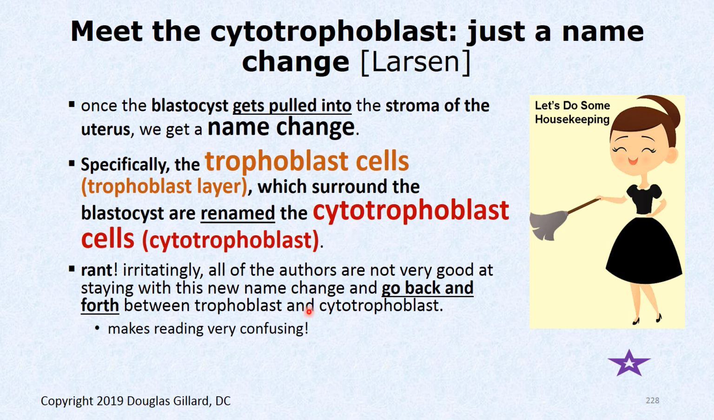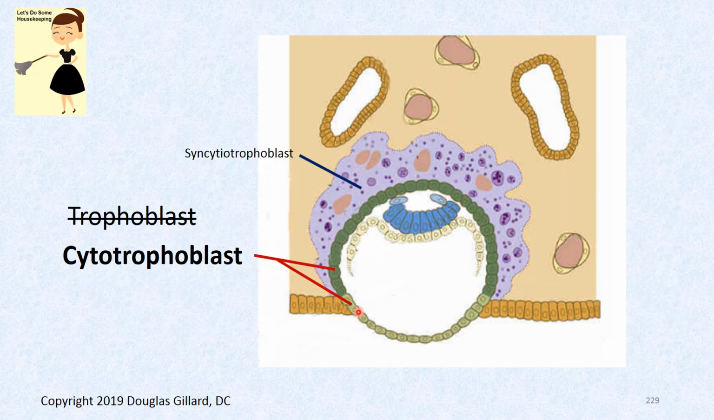In the board books, all the books, Carlson's pretty good about it. But the other books kind of flip back and forth, and they forget that there's a name change, and it drives you crazy. But anyway, that's what's supposed to happen. Right? So once this guy is in, actually it could even be in a little bit further, but this one's not completely in yet. This is the martini fluid, the uterine fluid out here. So it's almost in, but not quite. But once it's completely in, you get the name change to cytotrophoblast, and you say goodbye to trophoblast.